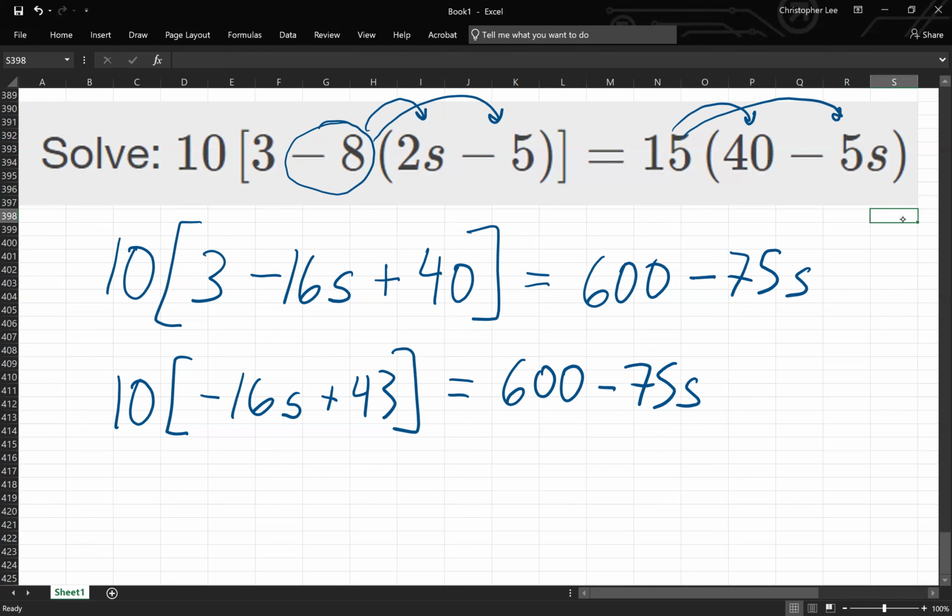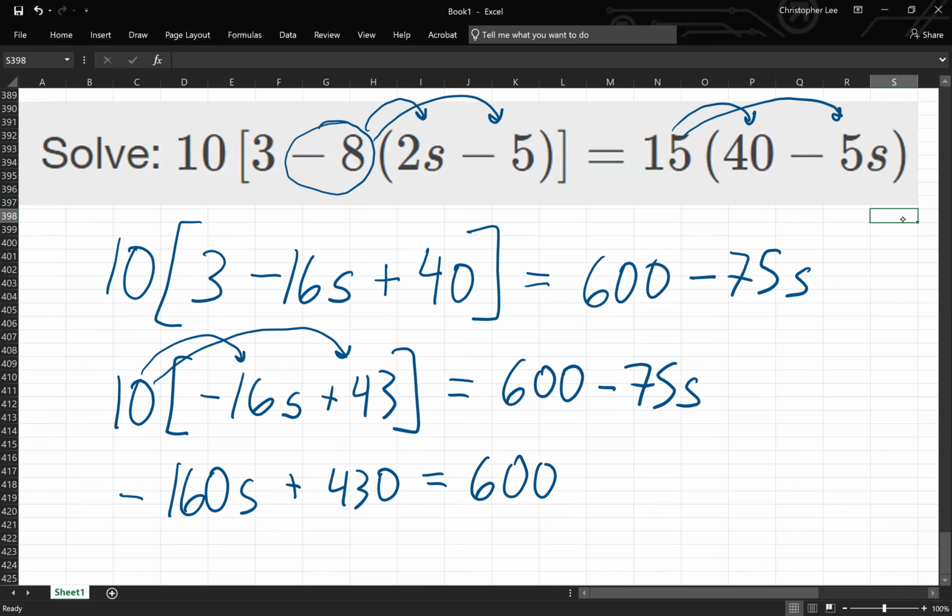What should I do next? What do we think? Right. Now I could take the 10 and distribute that, right? So 10 times -16s is negative 160s, plus 10 times 43 is 430, is equal to 600 minus 75s. What should I do now?